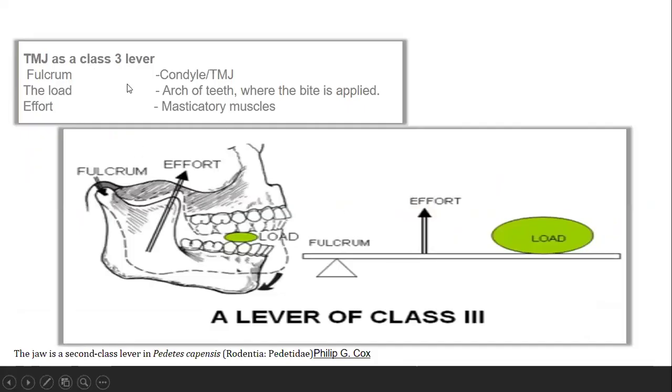The TMJ works as a class 3 lever, whereas tooth extraction works as a class 1 lever. The TMJ is a class 3 lever, where the fulcrum is your condyle or TMJ. The load is the arch of teeth where the bite is applied. Effort is the masticatory muscles.